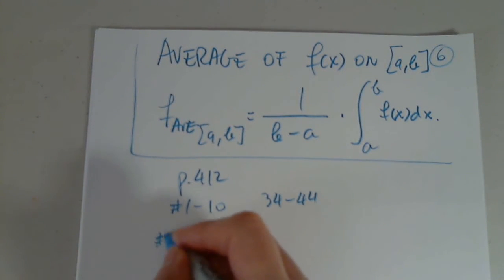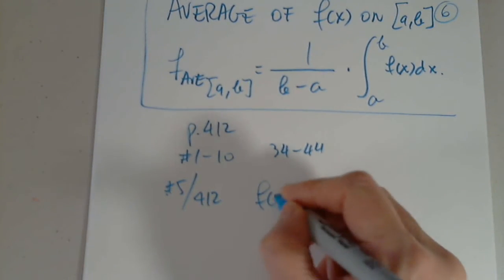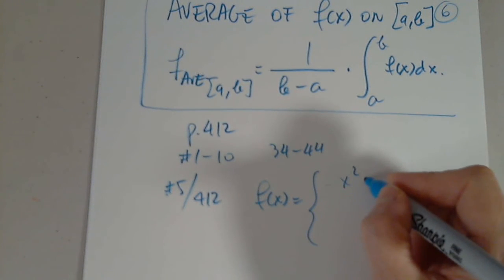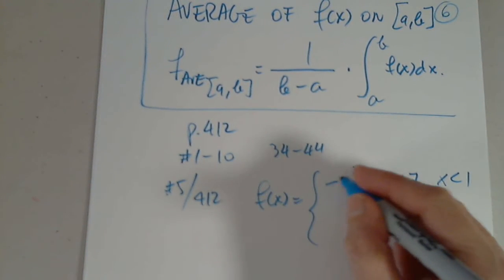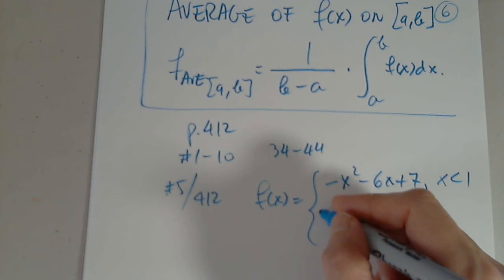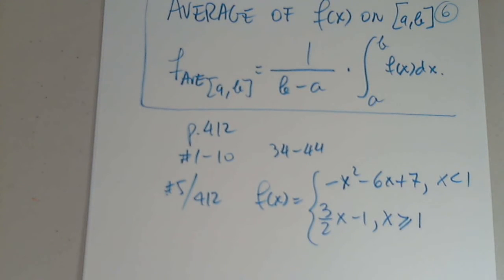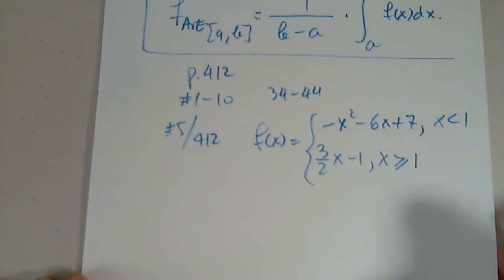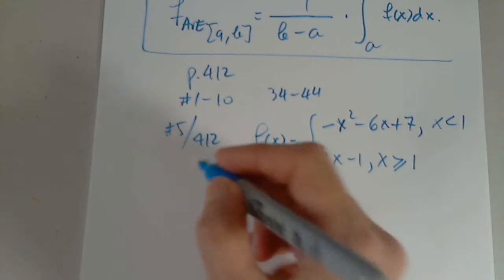Okay, I'm going to start with 5 on 412. We have f of x equals negative x squared minus 6x plus 7 for x less than 1, and 3/2 x minus 1 for x greater than or equal to 1. I'm looking twice to make sure I copied it correctly. Okay, so we're asked to find the area under the graph between -6 and 4.